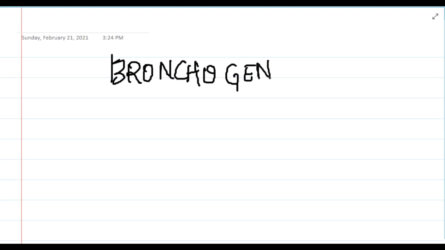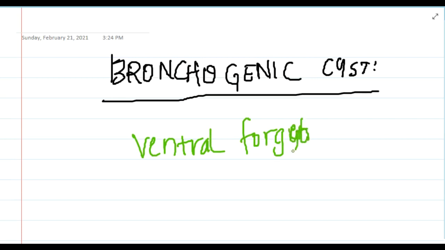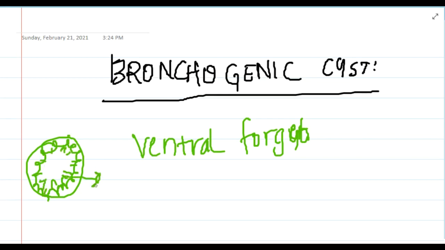Hello friends, let us now learn some important points about the bronchogenic cyst. So, bronchogenic cyst originates as sequestration from the ventral foregut. It originates from the ventral foregut, which will give rise to the tracheobronchial tree later. This bronchogenic cyst is lined by an inner layer of ciliated columnar epithelium.